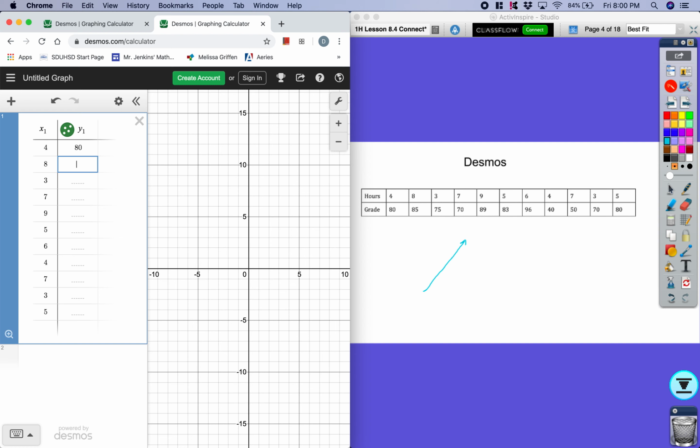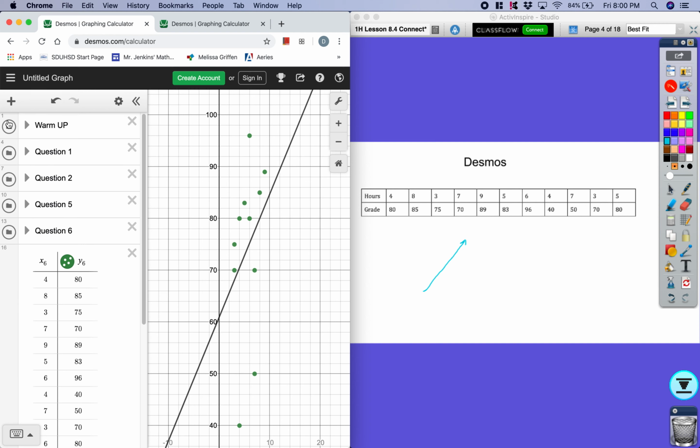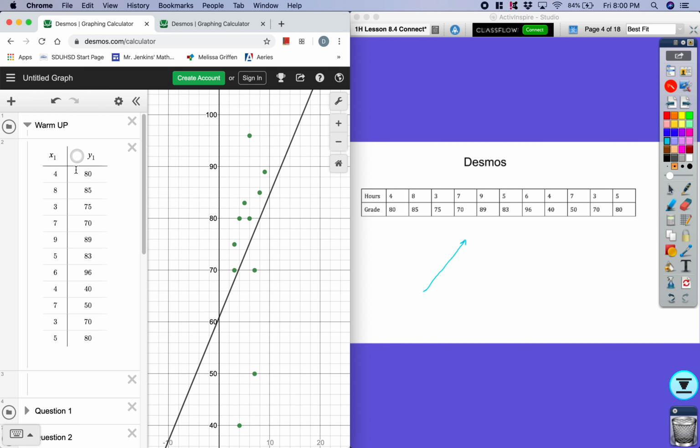Next, let's plug in the corresponding y values. We have 80, 85, 75, 89, 83, 96, 40, 50, 70, 80, and I missed one somewhere, and that's okay, because I did this just in case I messed up when plugging it in. So I have all the correct values now labeled here.